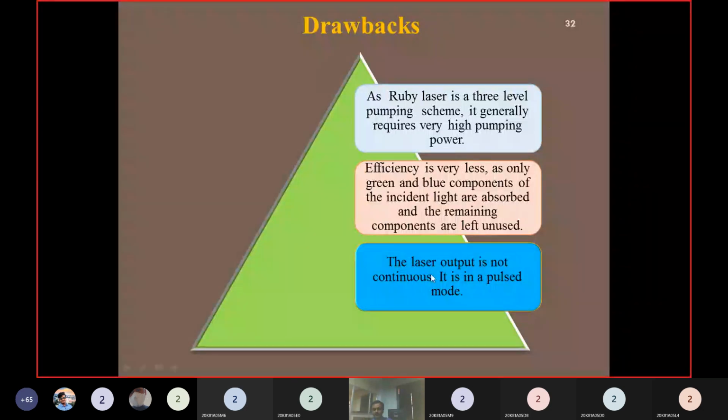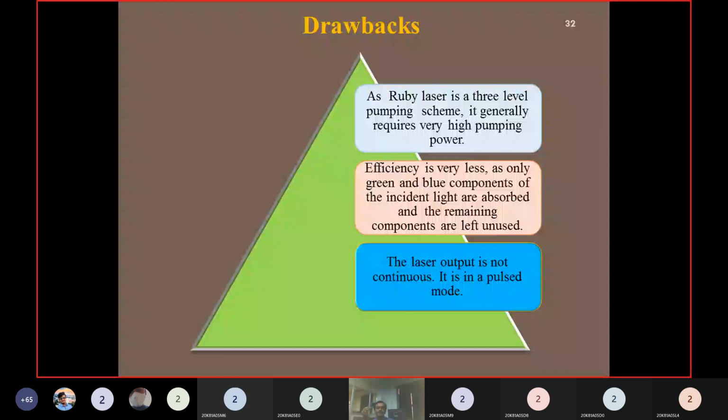Next one is the laser output is not continuous. It is a pulsed mode. So if you want a continuous laser, it is not useful. This is a pulsed laser. Pulsed laser means the laser will come for a second and it stops for some seconds and again it will come. So like that, it is a pulsed laser. So these are the main drawbacks of the ruby laser.